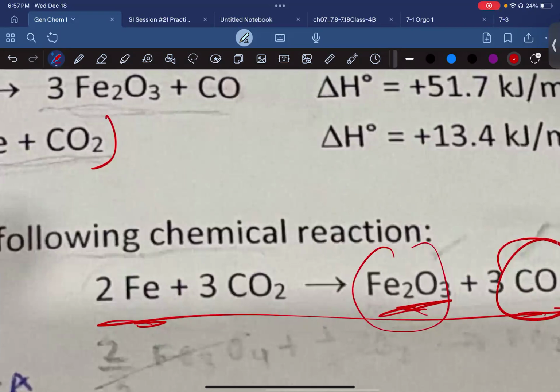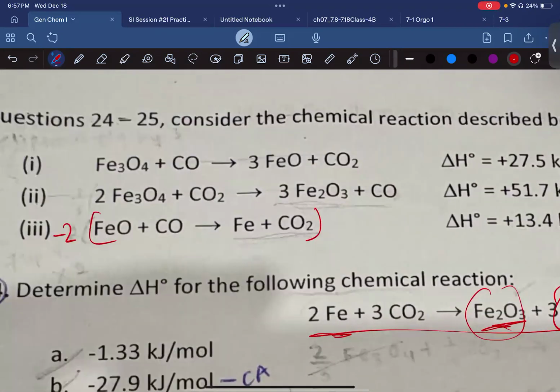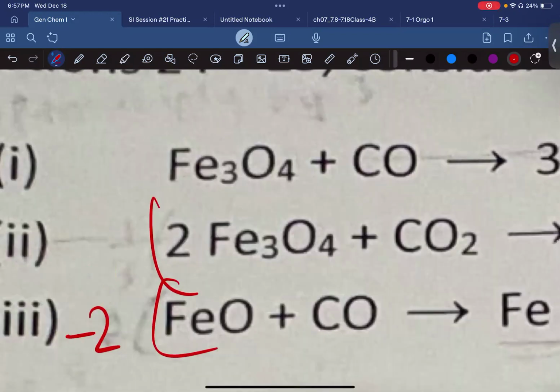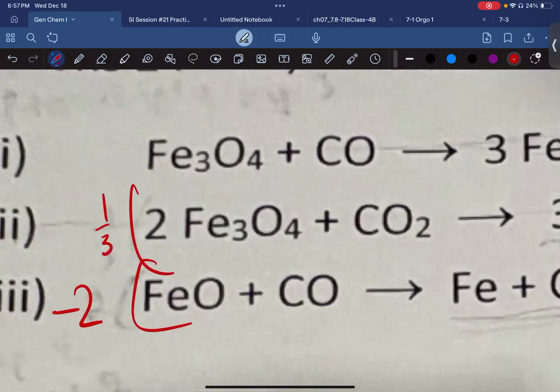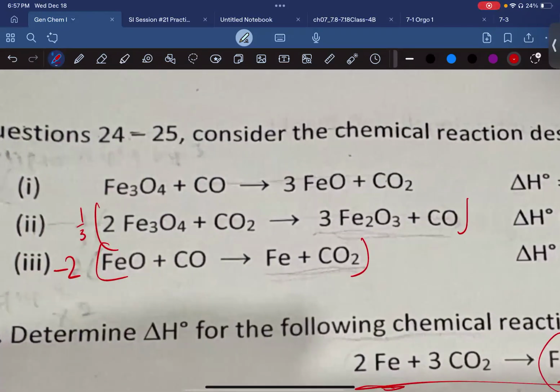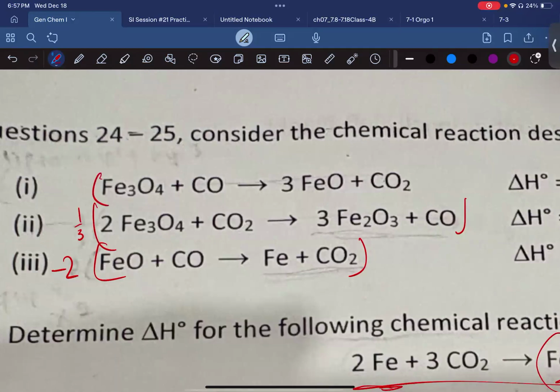And then for here, you want to divide this by 1/3, because if you divide this by 1/3, you're going to get the right number of moles. Now this is where it gets a little confusing, because now you have 2/3 of Fe3O4, and you have to get rid of 2/3 of Fe3O4. This is where it gets annoying: you actually have to flip this and multiply this by -2/3.